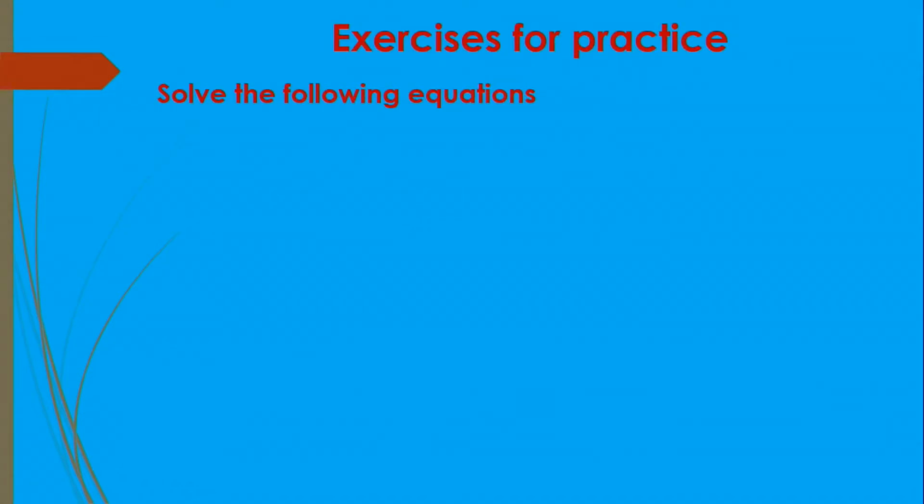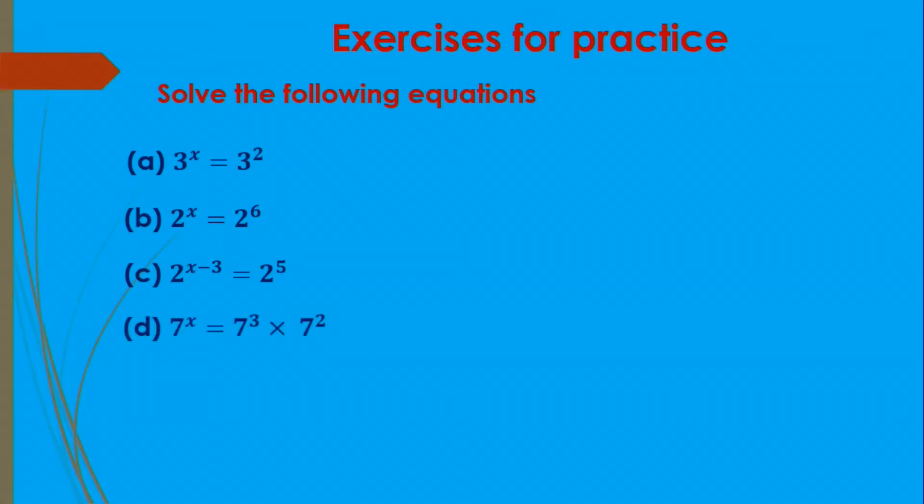Students, I'm now giving you some exercises for practice, where you need to solve these equations. You need to find the value of x. First, 3 power x equal to 3 power 2, then 2 power x equal to 2 power 6, third part, 2 power x minus 3 equal to 2 power 5, part D, 7 power x equal to 7 power 3 times 7 power 2, part E, 2 power x times 2 power 5 equal to 2 power 3 times 2 power 3, part F, 3 power x equal to 27. Remember that you need to write both sides in index form.